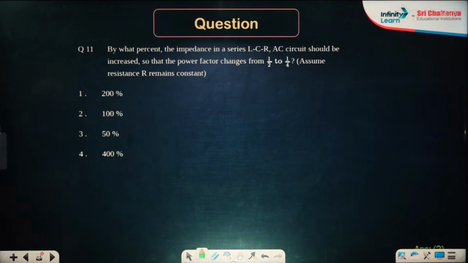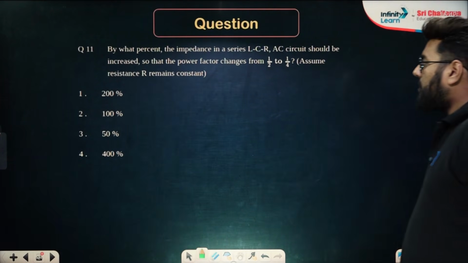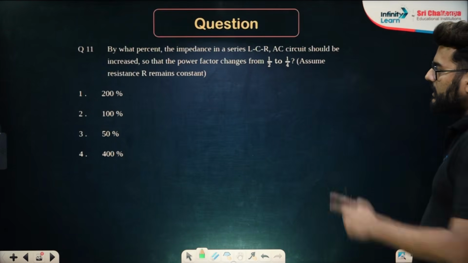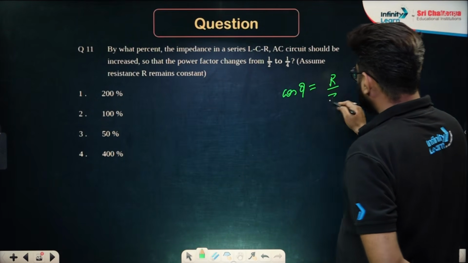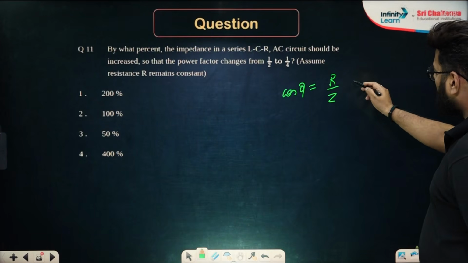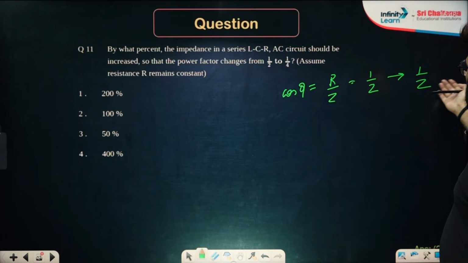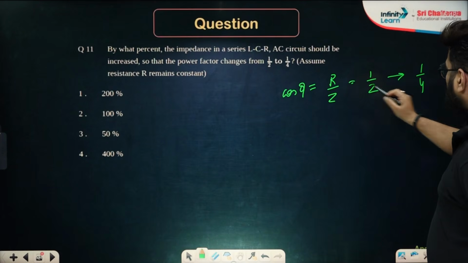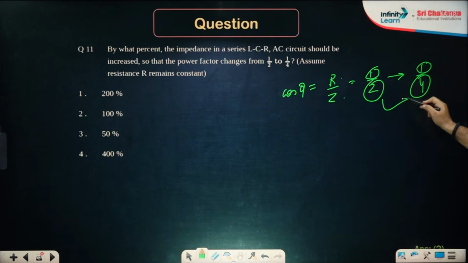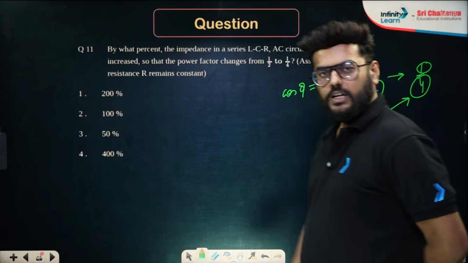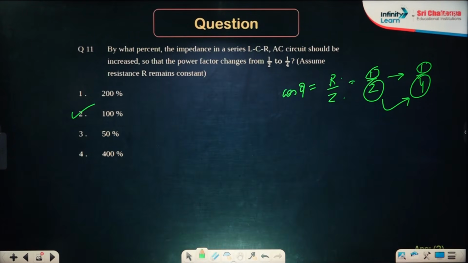By what percent should the impedance in the series LCR AC circuit be increased so that the power factor changes from 1 by 2 to 1 by 4? R is constant. See, cos phi is equal to R by Z, right? Let's say R is constant at 1. So Z is changing from 2 to 4. If you are changing from 2 to 4, you are just doubling it. Doubling means there is a change of 100%. Option number 2 is correct.